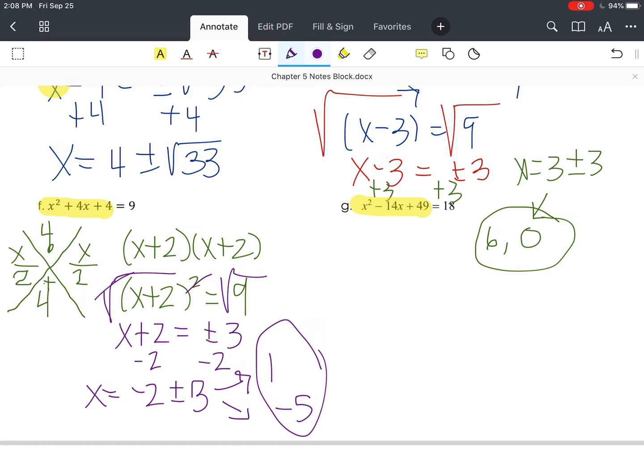Letter G is going to be the same thing. You're going to factor the left and solve by taking the square root. So pause the video, try the ones I didn't do, and check your answer against the key. That's how we solve quadratics using the square root.